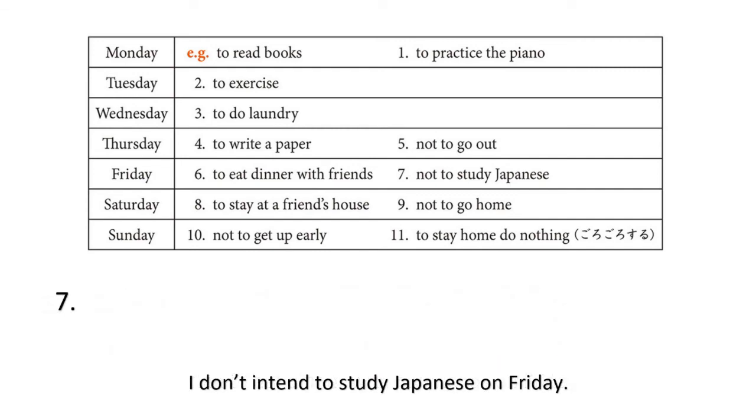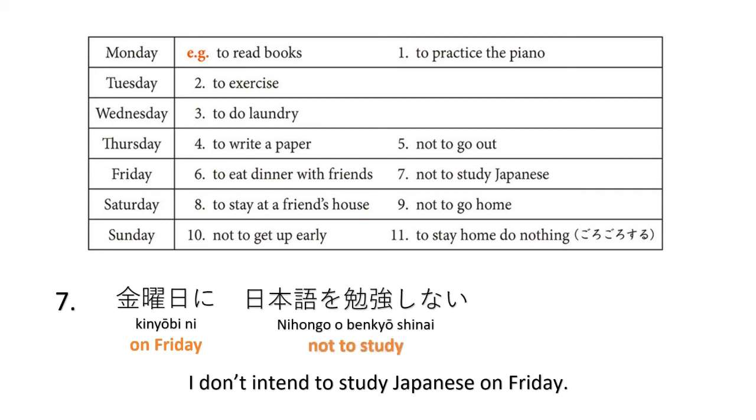Next, we have the negative form. I don't intend to study Japanese on Friday. So this is, again, kinyobi ni Nihongo benkyou shinai. Okay? Suru, shinai. Negative form. Then, tsumori desu. Kinyobi ni Nihongo benkyou shinai tsumori desu. I don't intend to study Japanese on Friday.